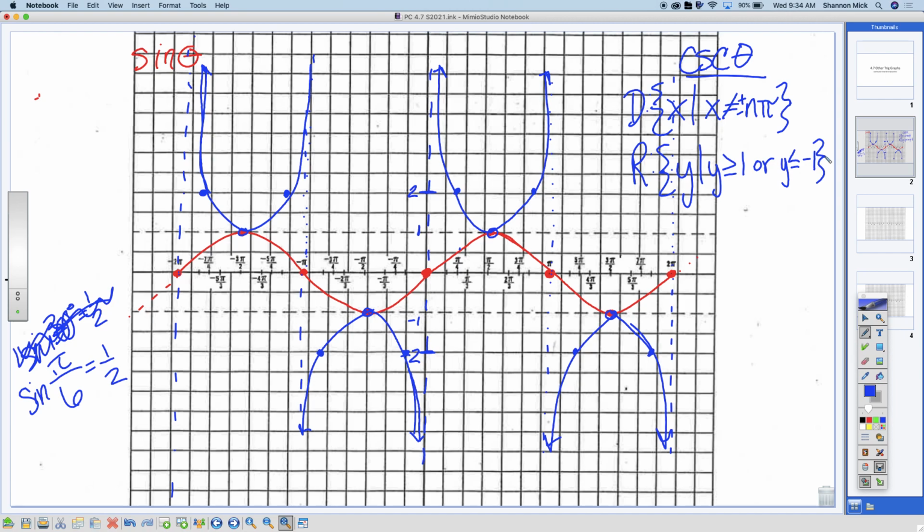Because everything in here is reciprocated, yes? And any number between 1 and 0 that's reciprocated is bigger than 1, isn't it? What's the reciprocal of 1/3? 3. What's the reciprocal of 1/85? 85. So anything that happens in between 1 and -1 for sine blows up when I reciprocate it, doesn't it? Yes.